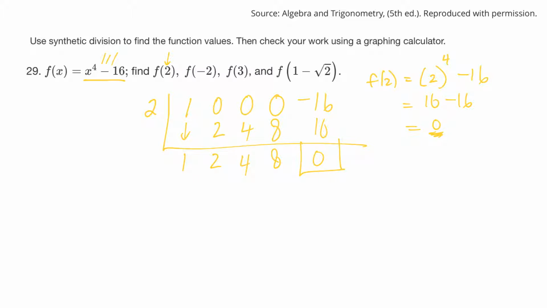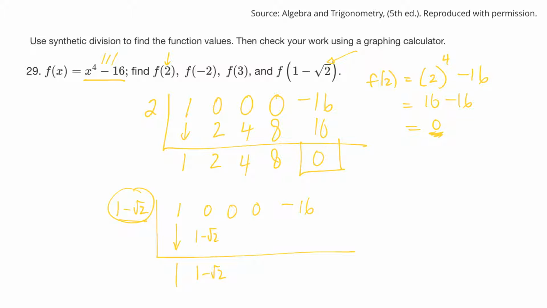You can do the negative 2 and 3. Let me try that one. That one looks a little nasty. So I'll put a 1, 0, 0, 0, minus 16. And out front here, I'm putting 1 minus root 2. Ouch. Bring down the 1. 1 times this will be 1 minus root 2. Add, that'll just be 1 minus root 2.